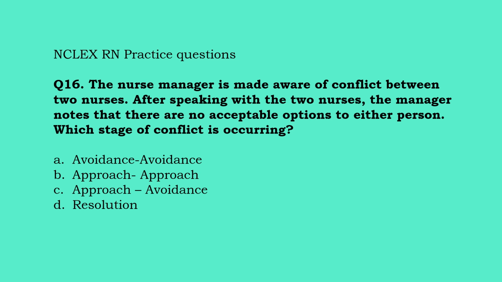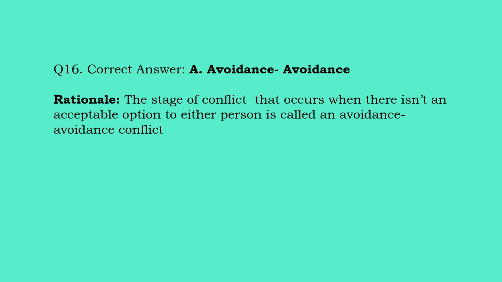NCLEX-RN Daily Practice Questions. Question 16. The nurse manager is made aware of conflict between two nurses. After speaking with the two nurses, the manager notes that there are no acceptable options to either person. Which stage of conflict is occurring? A. Avoidance. B. Approach. C. Avoidance. D. Resolution. Correct answer: A. Avoidance.